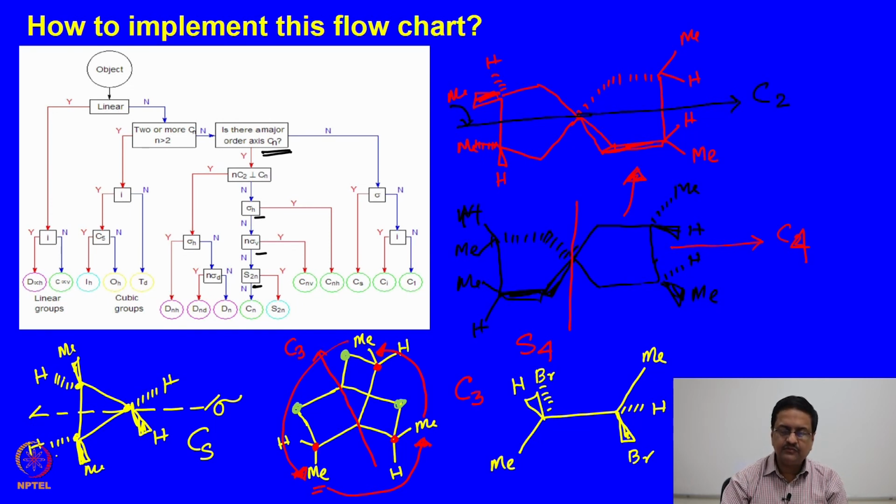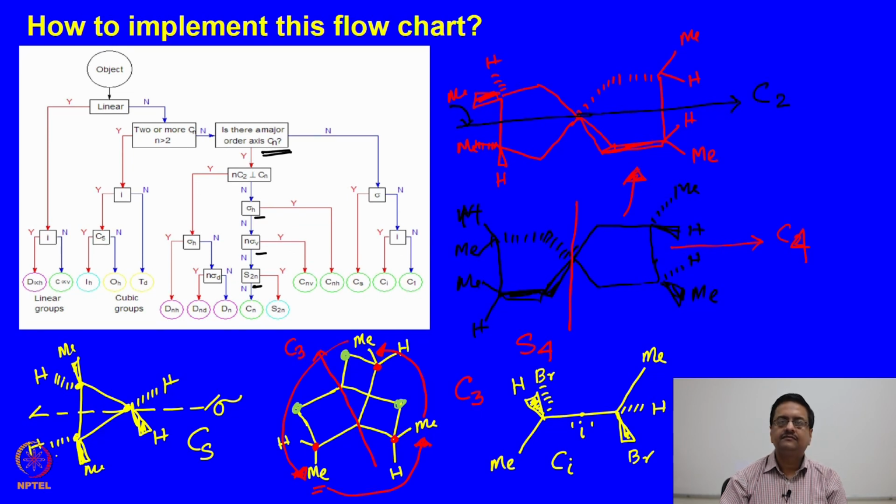So, here the bromine is below the plane and this hydrogen is above the plane of the board, and this particular molecule has inversion symmetry present at the center of this bond. So, the point group of this molecule is Ci. In this particular case there is no other symmetry that is present in this molecule.